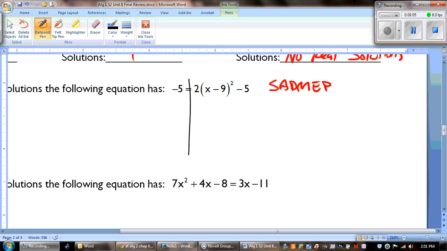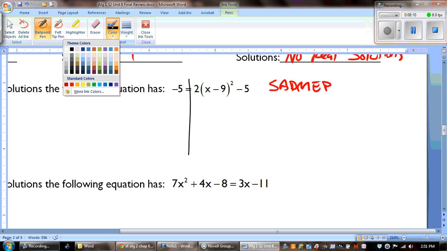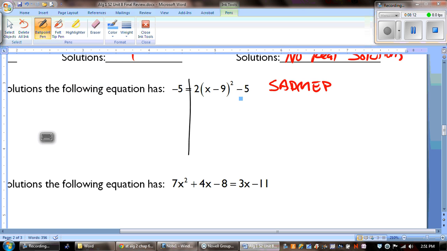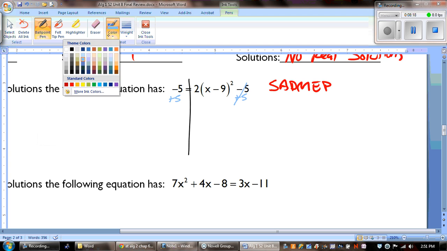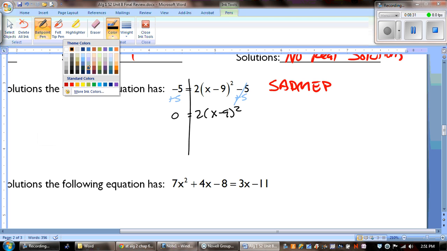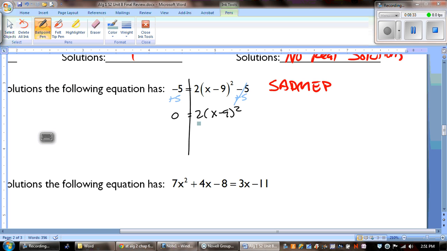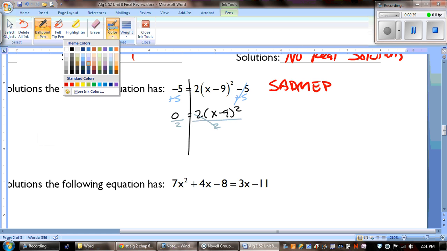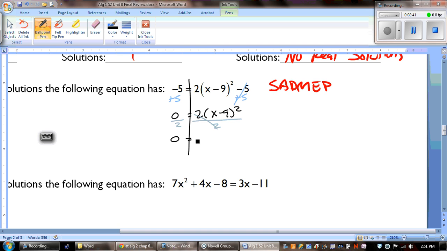Okay, so as we're using SADMAP, we want to get rid of addition or subtraction first. So for me to do that, I need to add the 5 to both sides. And as we do that, negative 5 plus 5 is 0. And that's the only thing that we change. Now we've gotten rid of the subtraction, so now we need to get rid of what? Yeah, the multiplication. And to get rid of multiplication, we divide. And 0 divided by 2? Oh man, this is so nice. We haven't had to use a calculator yet.